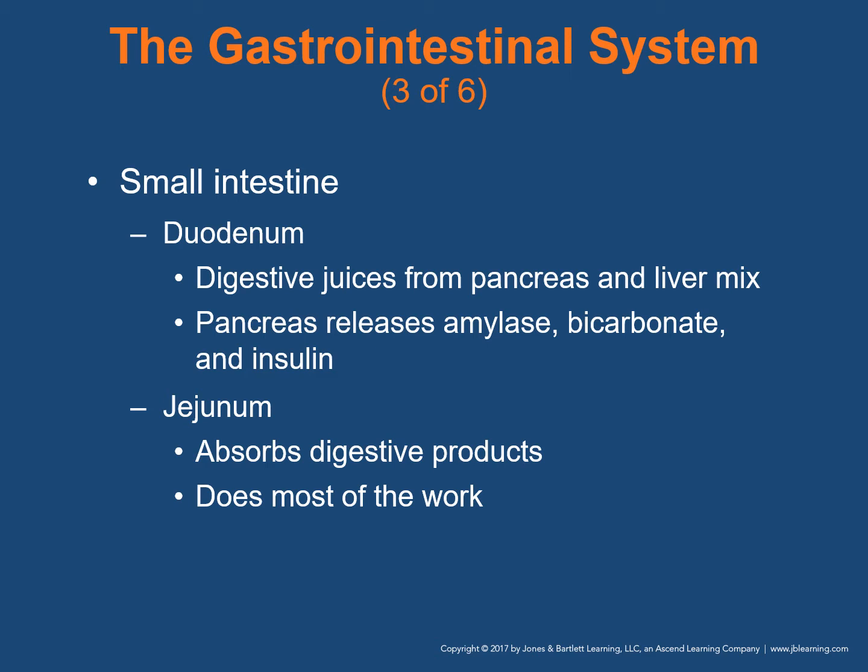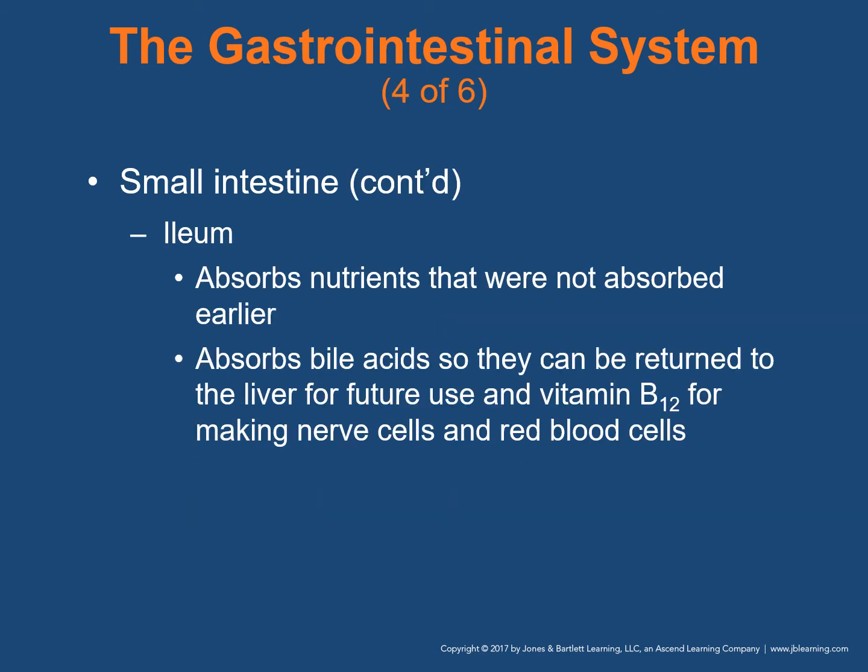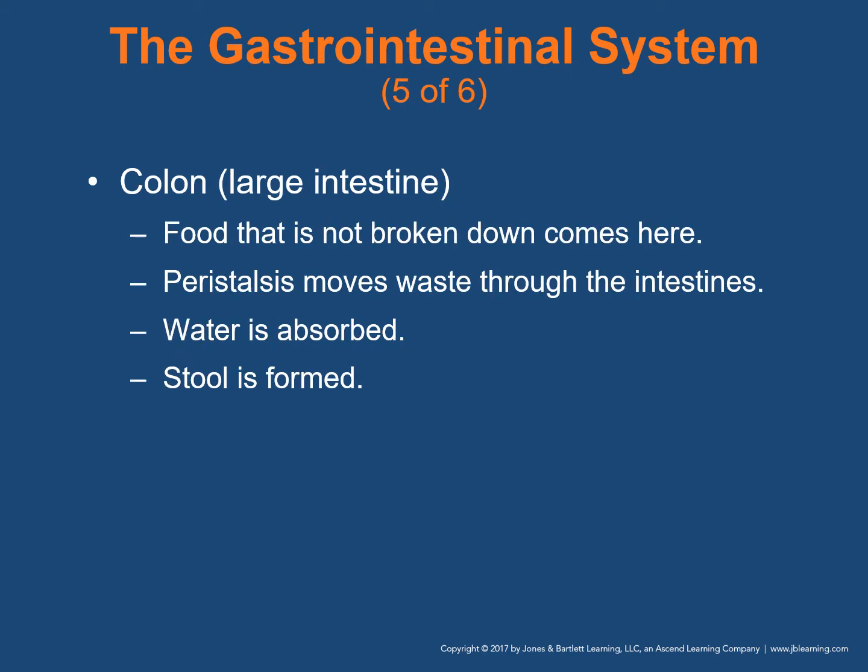The jejunum, or the lower part of the small intestine, helps absorb digestive products, and it does most of the work of the small intestine and the absorption. The ileum, that very last part of the small intestine, absorbs nutrients that weren't absorbed earlier, so it's kind of that last resort for absorption. And then it also absorbs bile acids so that they can process back to the liver for use in the future. And vitamin B12 also for making nerve cells and red blood cells.